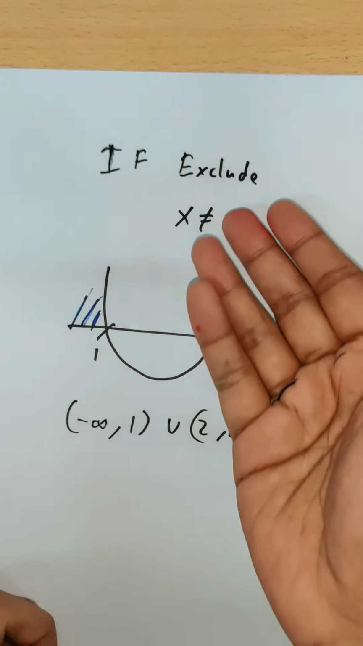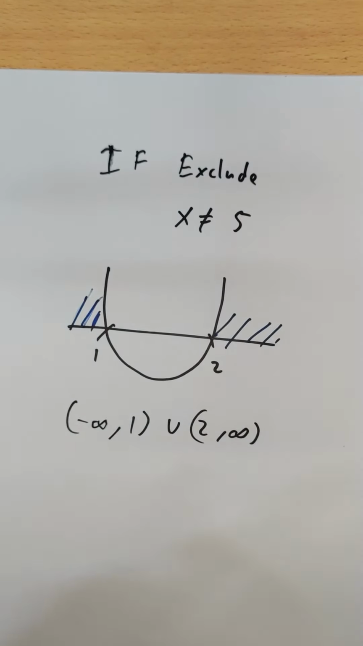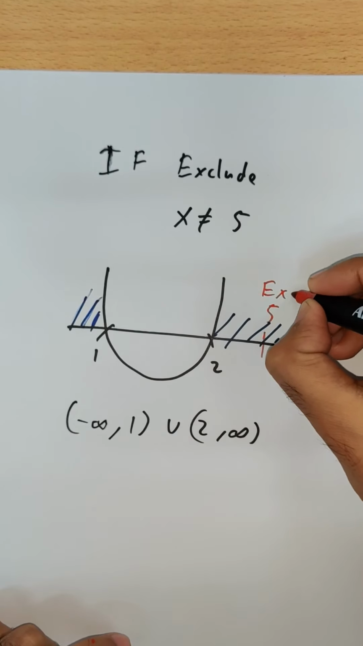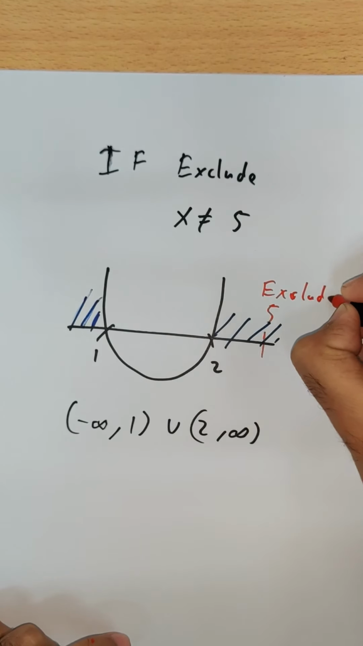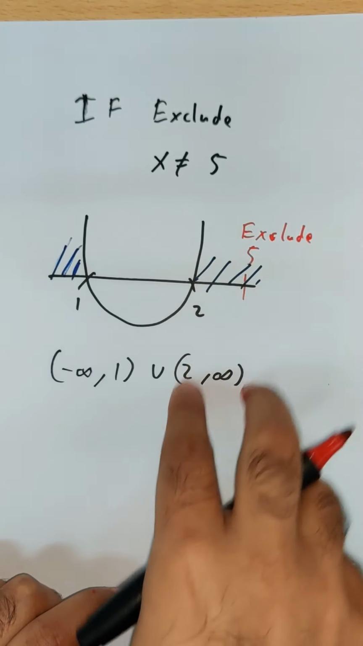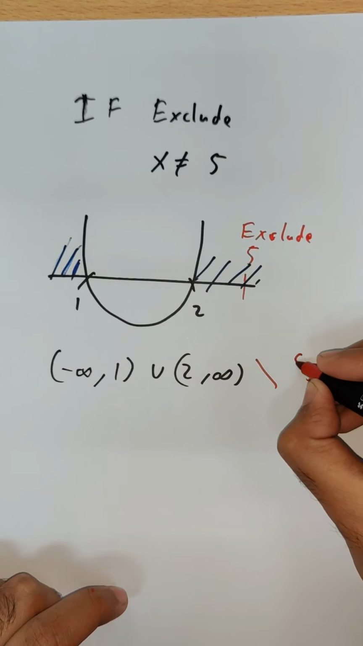Now let's say that we're trying to exclude x not equals 5, and this is the answer that we got. So x not equals 5 is over here where we want to exclude it. So for our answer, we need to exclude it. Basically we write our answer as usual, then we exclude 5 with a curly bracket.